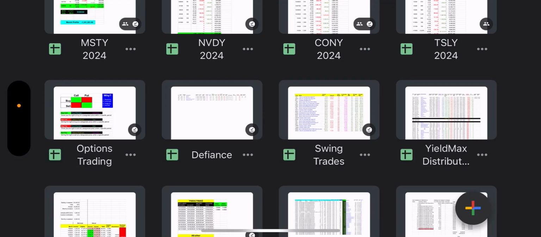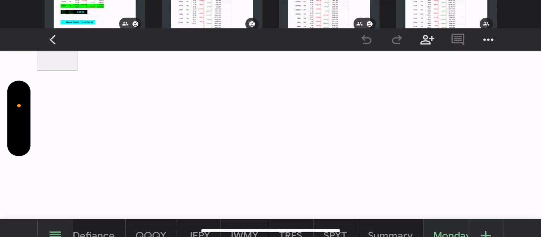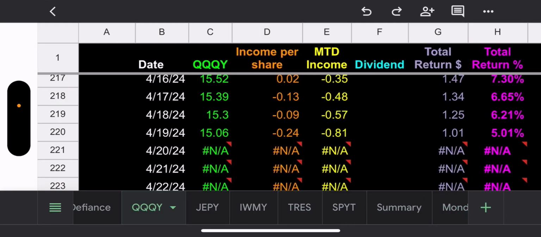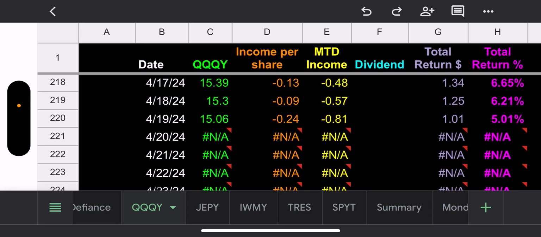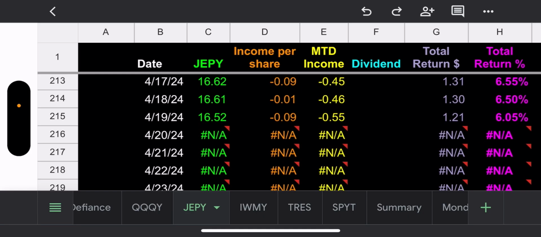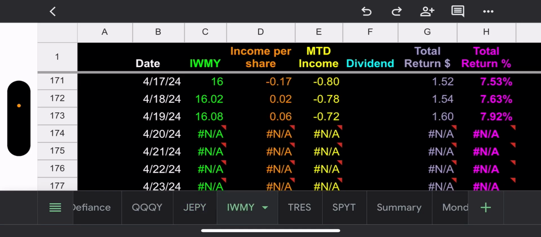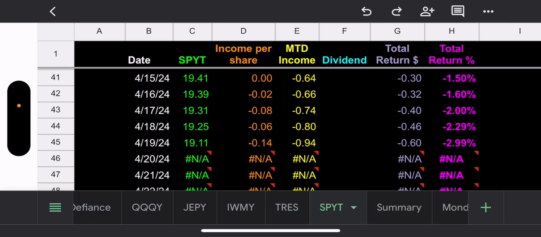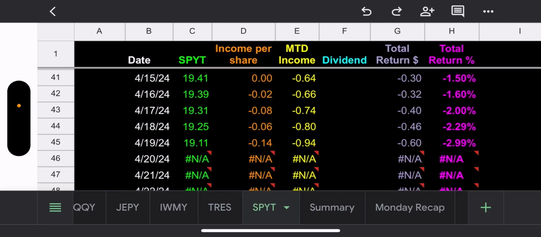I covered Defiance over the weekend, and it did not look pretty. If you want a quick recap, I could do it. QQQY is the worst of them all. They're down 81 cents per share. JEPY is down 55 cents per share. This is month to date, by the way. IWMY is down 72 cents per share. TRES is down 4 cents per share. SPY-T is down 94 cents per share.